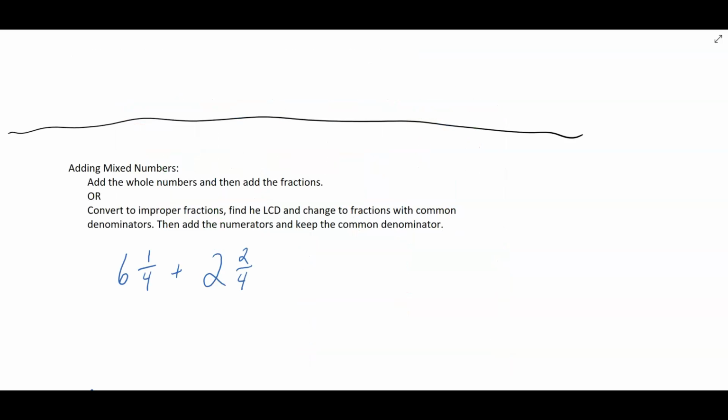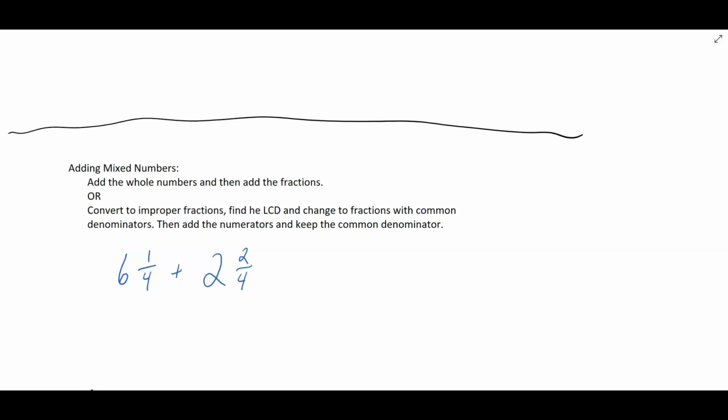Here's a practice for you, adding mixed numbers. To add mixed numbers, you add the whole numbers and then you add the fractions. Or you convert to improper fractions, find the lowest common denominator, and change the fractions to fractions with common denominators. Then add the numerators and keep the common denominator. In this case, I'll look at both ways here, and then I'll let you practice with the next one. So let's do the first method.